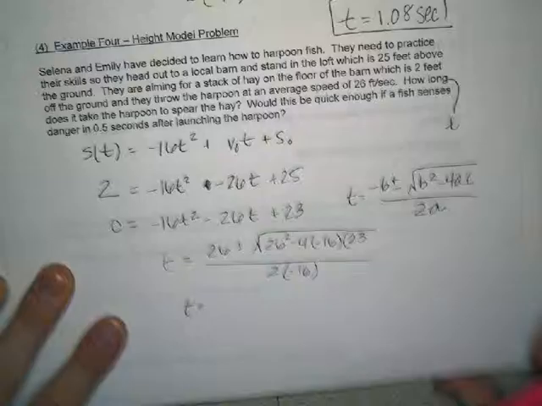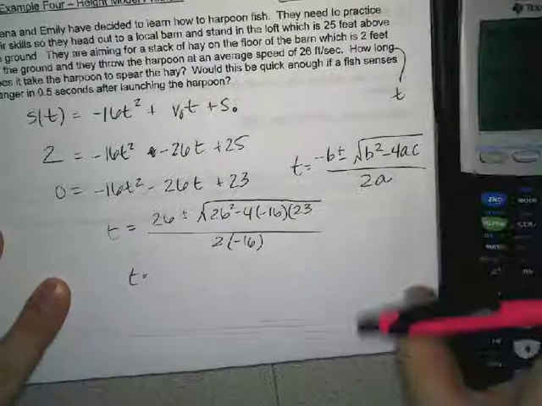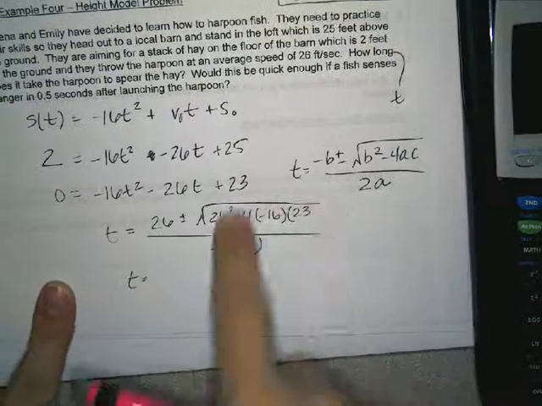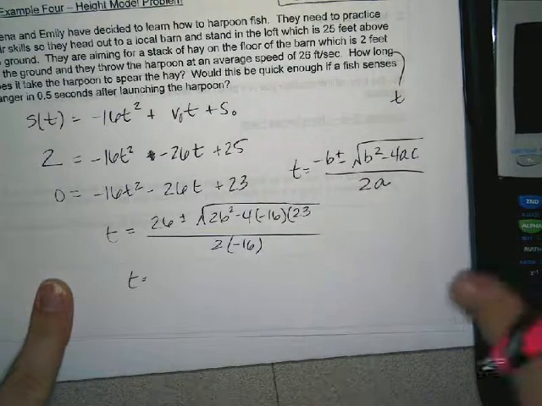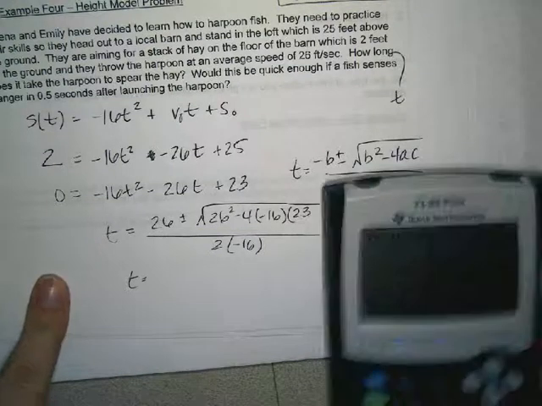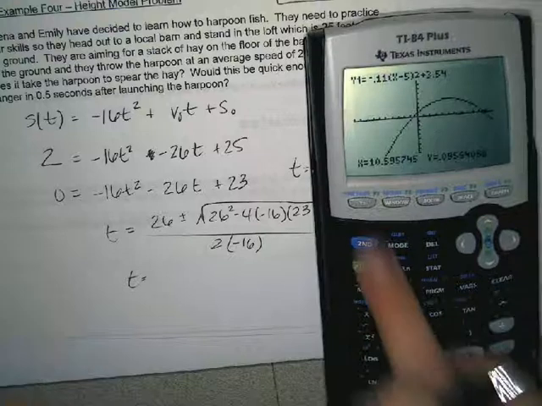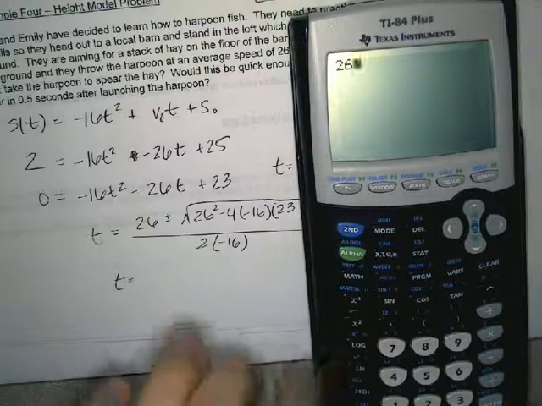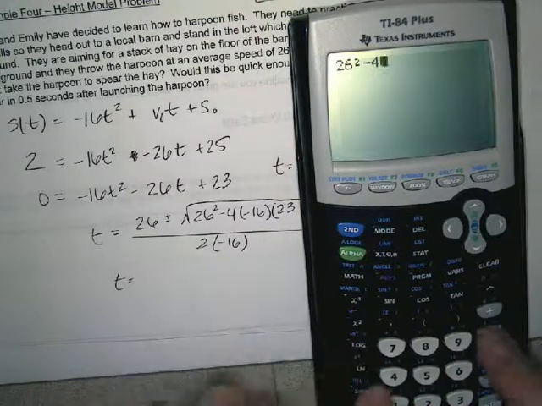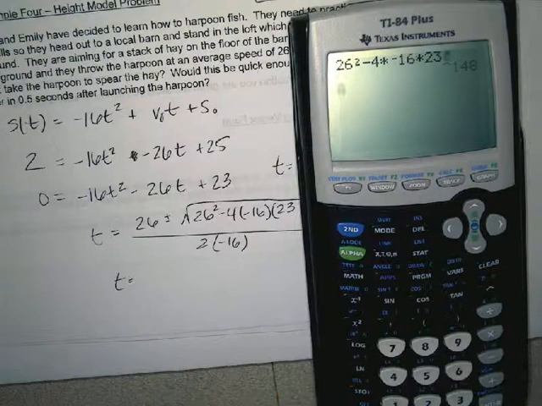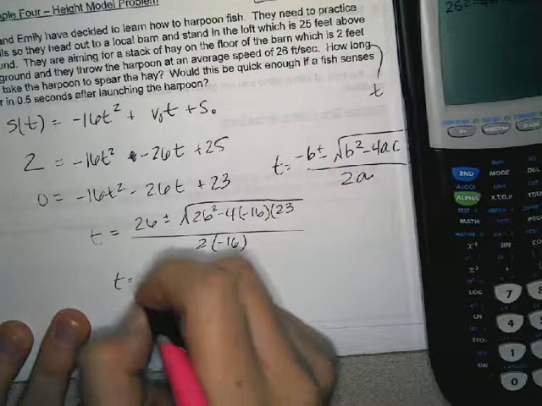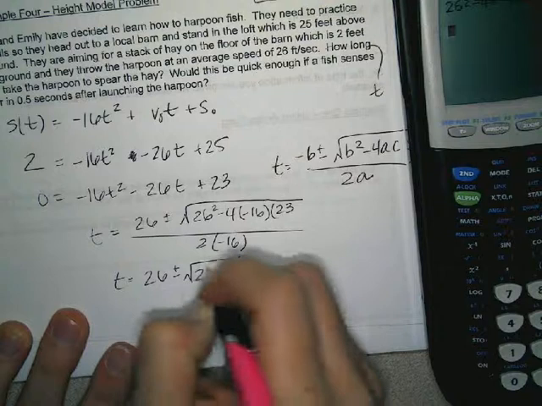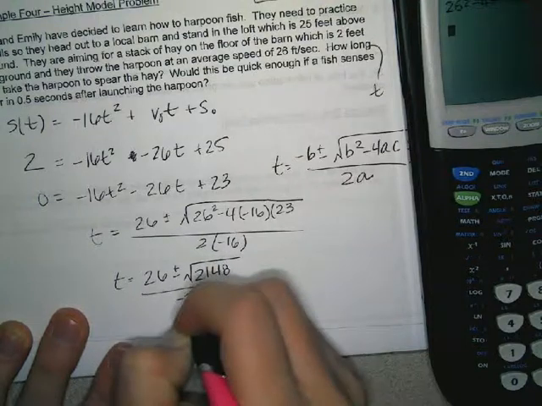Now, before you start punching it out to a final answer, I do recommend doing what we've done before and simplifying what's underneath the radical first. That will eliminate a lot of mistakes. So I'm going to punch out 26 squared minus 4 times negative 16 times 23. That gets me 2,148. But that's underneath the radical, right? So I can put that in. 26 plus or minus square root of 2,148, all divided by negative 32, if I simplify.